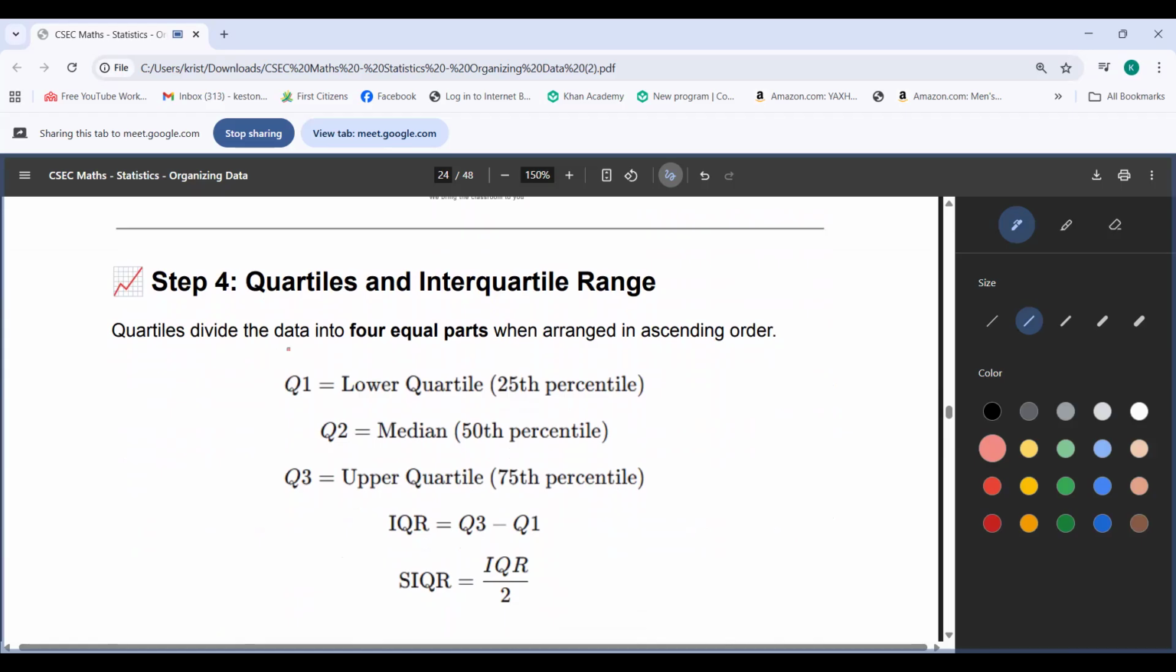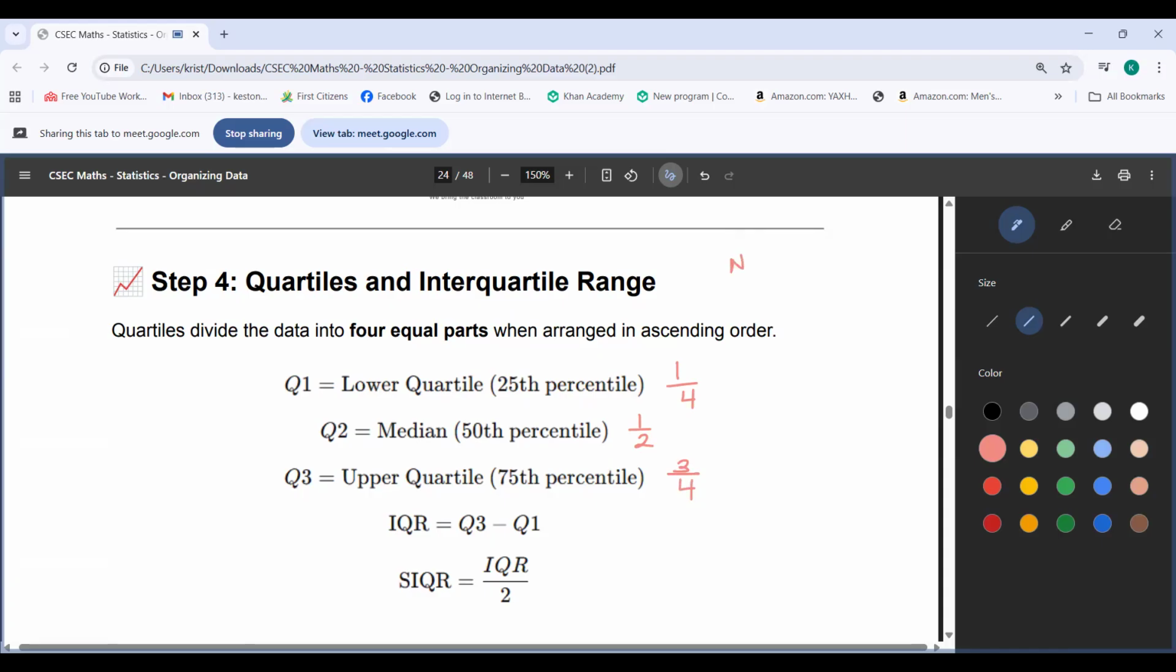Now, quartiles divide the data into 4 equal parts. The median is actually the Q2, our middle quartile, where we divide the entire data set straight down the middle into halves. Now, the lower quartile looks at the first quarter of your data, whereas your median looks at half, and your upper quartile, or your Q3, looks at 3/4 of the data.